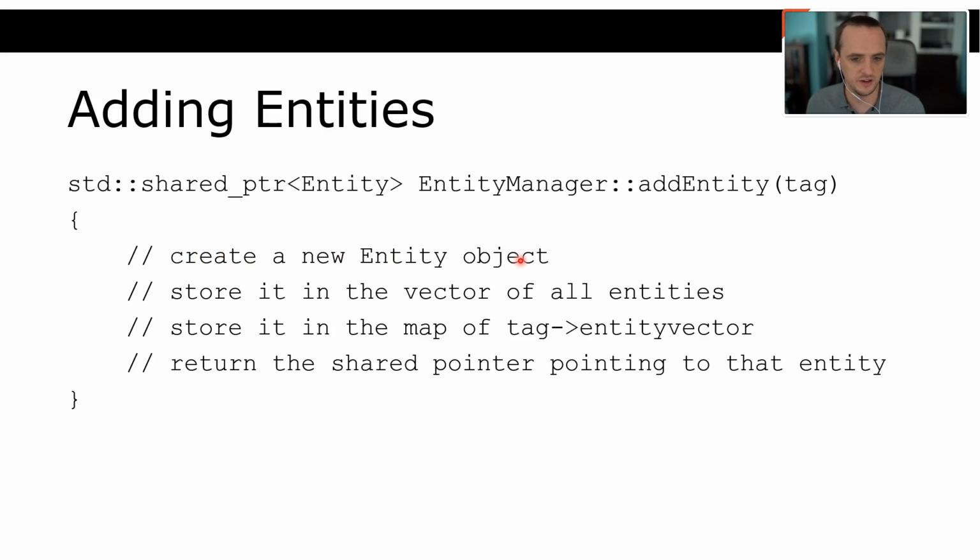We create a new entity object first. Then we store it in the vector of all entities. So that's how we put it in the vector of every entity. Then we have to enter it into the map, right? So we have to put it in the proper vector within the map. And then we return the shared pointer pointing to that entity.